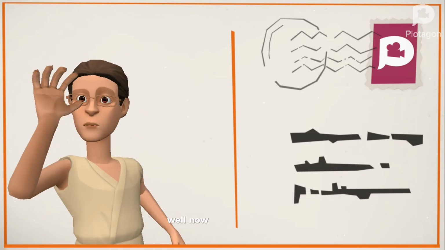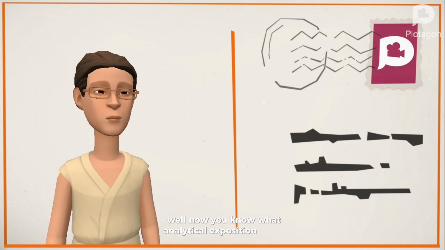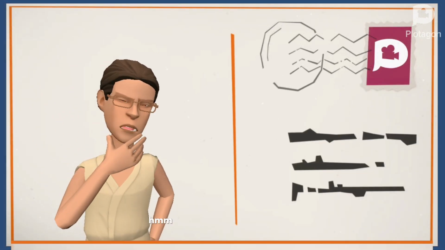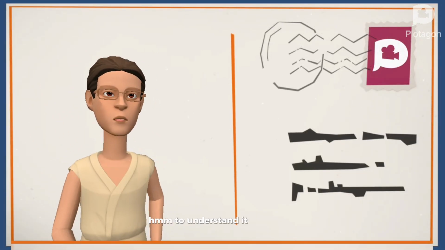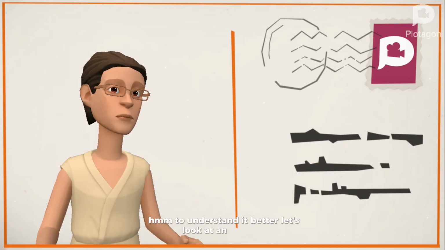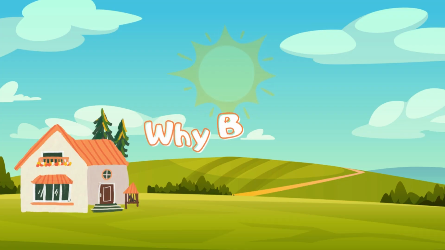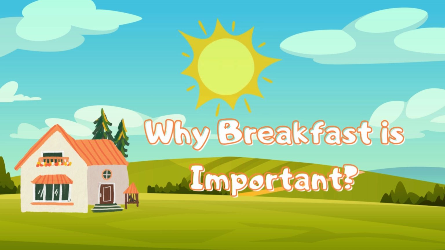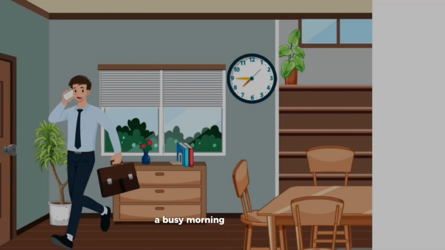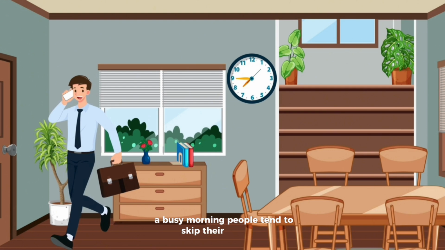Well, now you know what analytical exposition text is. To understand it better, let's look at an example. A busy morning, people tend to skip their breakfast. There are many benefits to having breakfast. Here are 2 reasons why it is important.